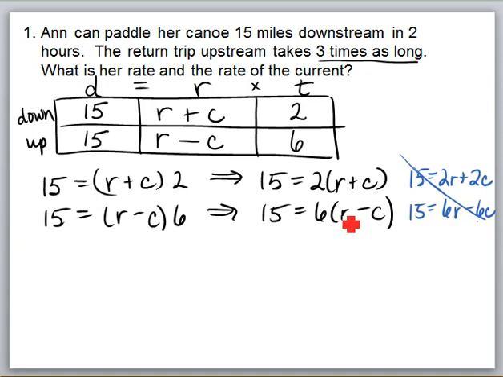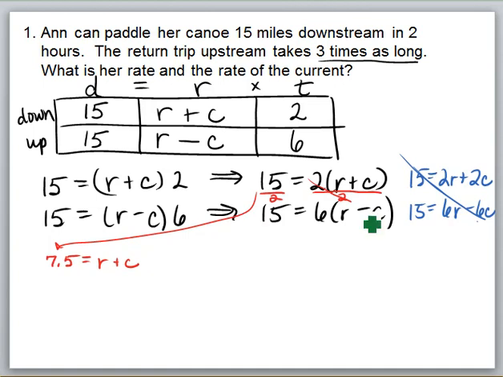And what I'm going to do is I'm going to rewrite both of these equations, and underneath here I'm going to divide by 2 on both sides, and I'm doing this in red so you guys can see it. So I'm dividing by 2. What that does is it creates a whole new equation, and I'll write it right down here. 7.5 equals r plus c.